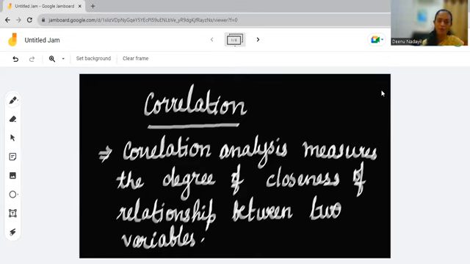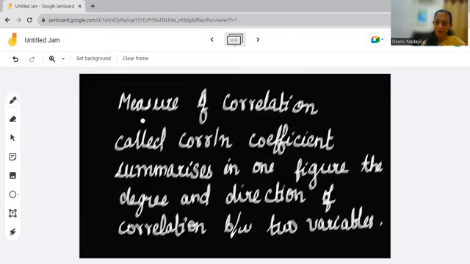Okay, so what is correlation? Correlation analysis measures the degree of closeness of relationship between two variables. Here we are considering only two variables. So correlation measures the degree of relationship between the variables. For example, height and weight: we should know if there is any relationship between the two variables. So it measures the degree of closeness of relationship. That's correlation.